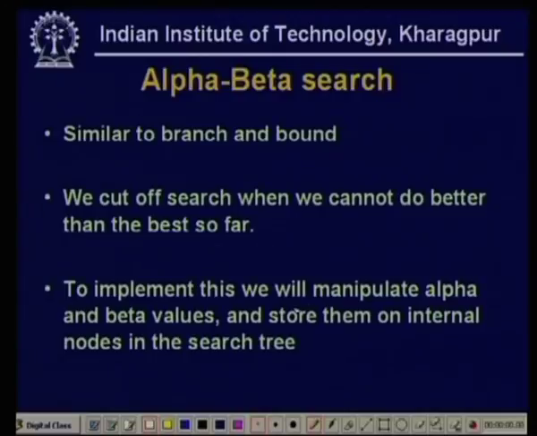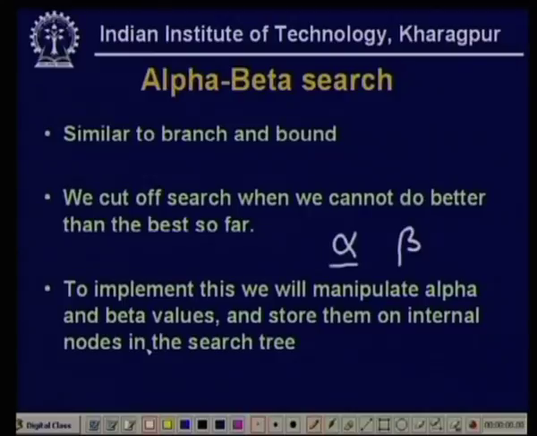To implement alpha beta pruning, the alpha and beta values are associated with the nodes. Usually, alpha is meaningful for max nodes and beta for min nodes. So, we can keep alpha beta values at all the nodes, and the alpha value of a min node could be the alpha value of its max ancestor, and the beta value of a max node is the beta value of its min ancestor. So, at every node we store these alpha and beta values.